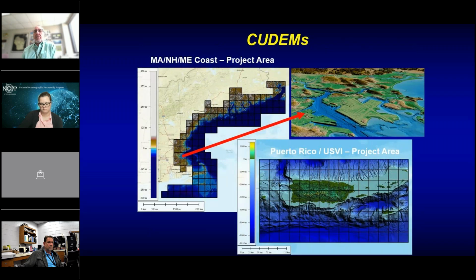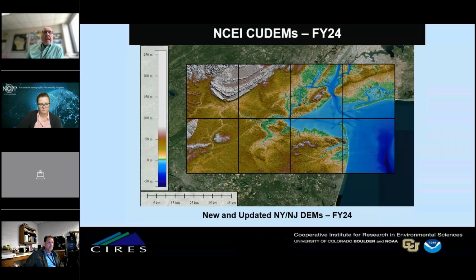And then some examples of recent CUDEM products in some of the areas, specifically in the NOPP project areas. Last year, all new data in the Maine to New Hampshire to Massachusetts region in the Northeast. Some examples there, a good flavor of that type of data. And some more new updated data in the CUDEM for New York and New Jersey. Again, a graphical representation of the elevation, the quantitative data that goes behind that.